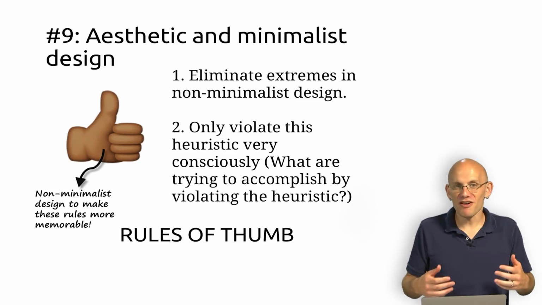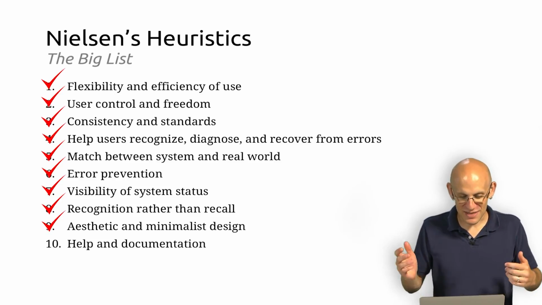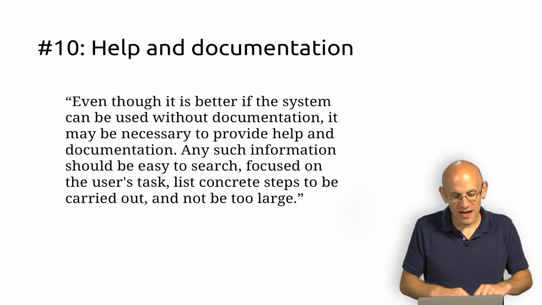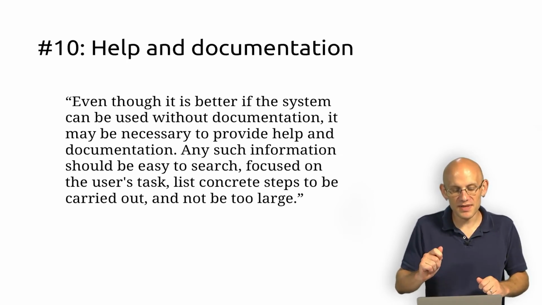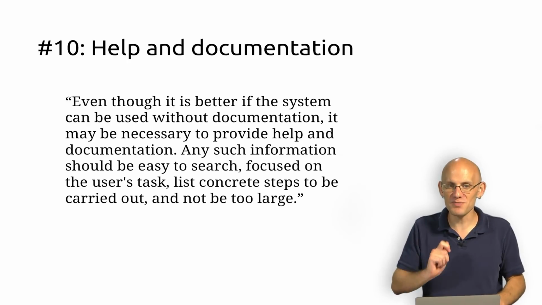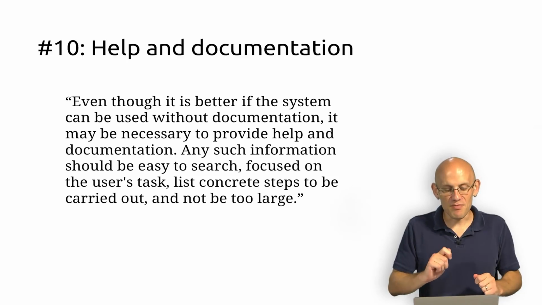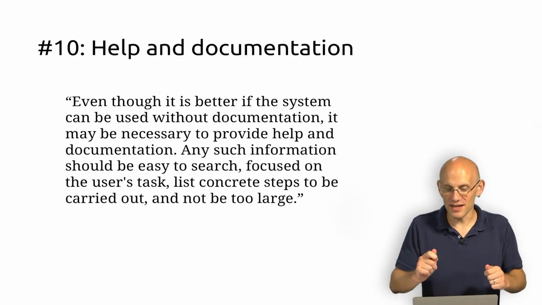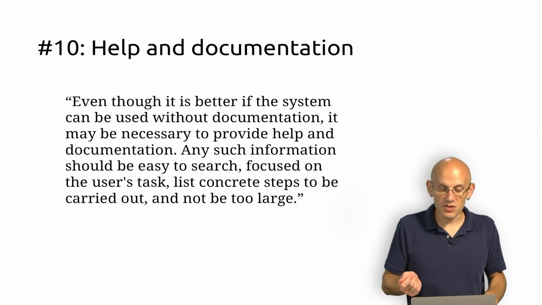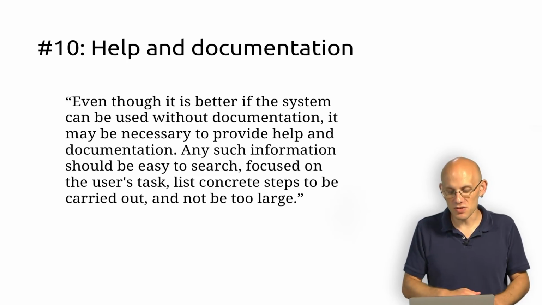Okay, so let's jump to our final heuristic, which is help and documentation. This is an interesting one. Nielsen defines this heuristic as follows. Even though it is better if the system can be used without documentation. That's critically important. It's always better that the system can be used without documentation. Nielsen does say it may be necessary to provide help and documentation. Any such information should be easy to search, focused on the user's task, list concrete steps to be carried out, and not be too large.